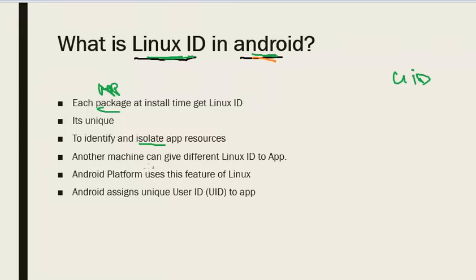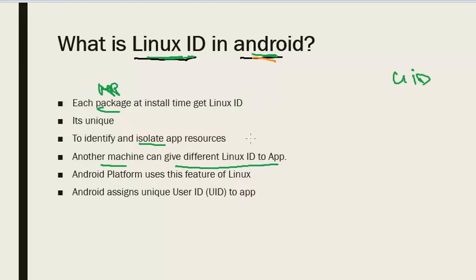Another Android machine can give a different Linux ID to the app. So this Linux ID is not universal. If you install an app on mobile A, it can have a different Linux ID.